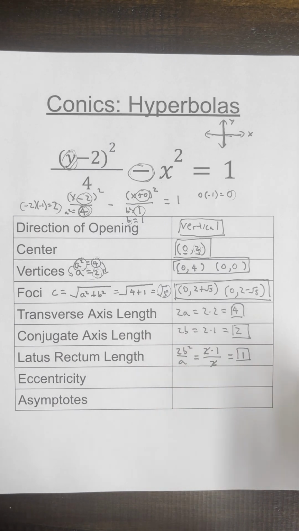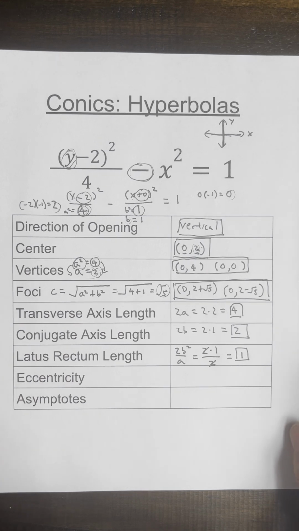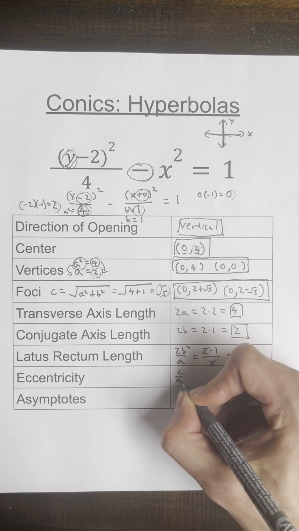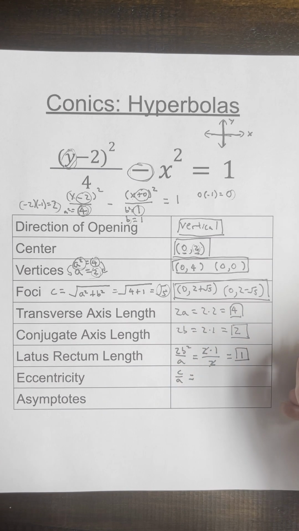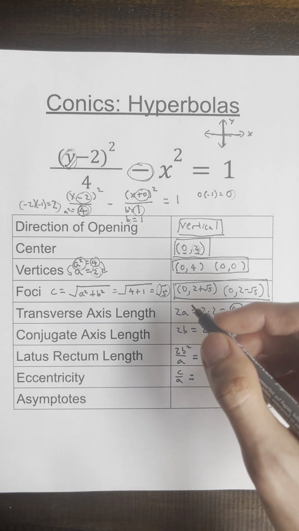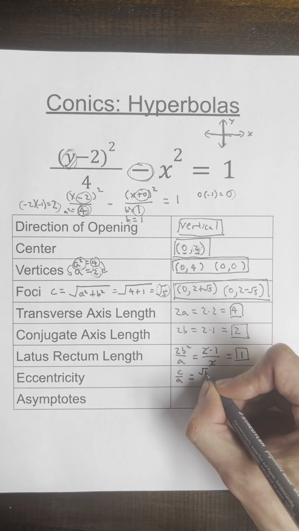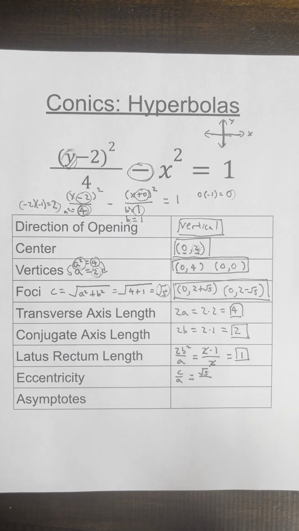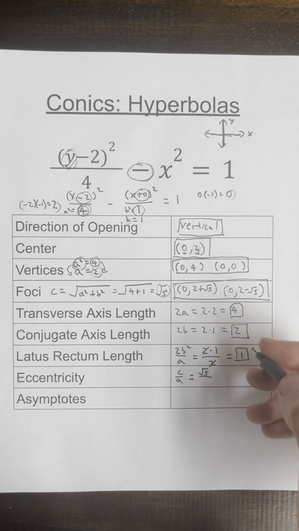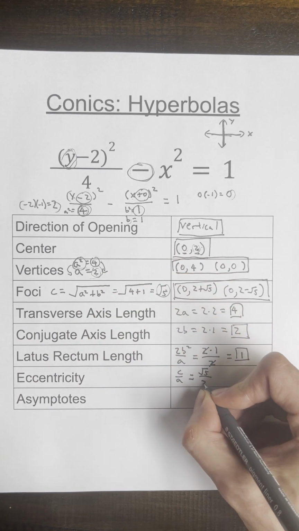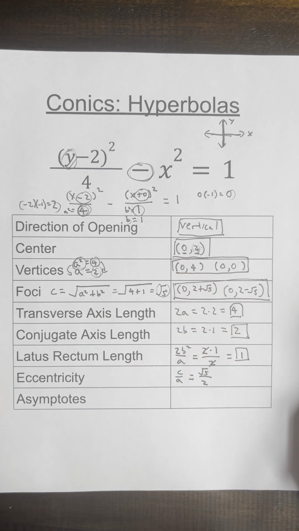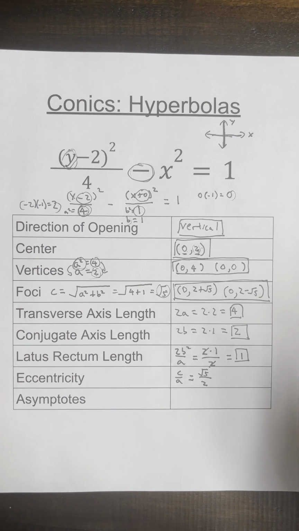How did we find the eccentricity again? What formula did we use? We used C over A. How much was C again? C is square root of 5. How about A? A is equal to 2. Can we simplify this fraction? There's nothing to cross out, so no.